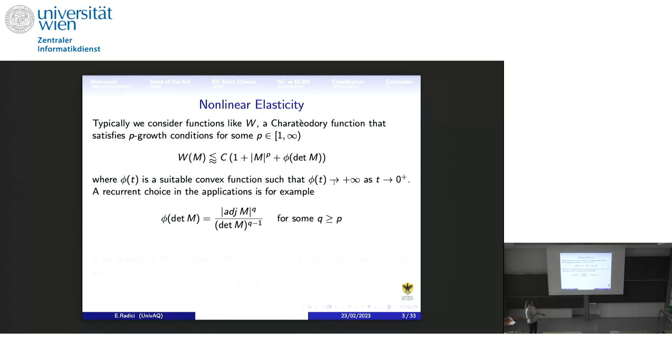The standard prototype energy density satisfies these good controls from more or less above and below. It has some p growth in terms of the gradient of the deformation, and then there is a convex function in general of the determinant that blows up when the determinant goes to 0 or to plus infinity. Now, if we call theta p the class of homeomorphisms in the corresponding Sobolev space, corresponding to the growth conditions, extending the fixed boundary datum, the problem becomes looking for the minimizers, if they exist, of the energy on the class theta p.